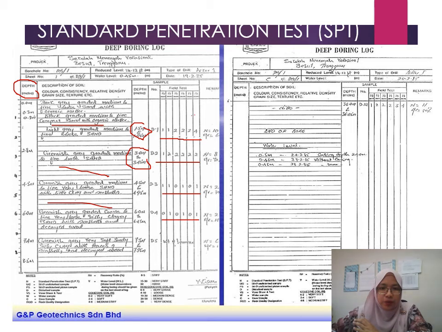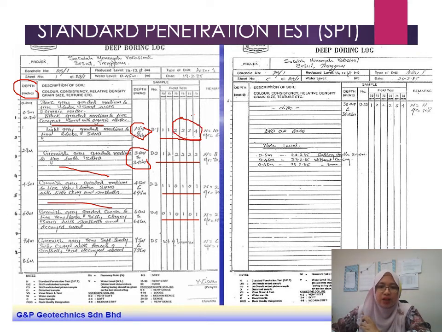1, 2, 3, 4, 5, 6. Six intervals means 450 mm divided by 6, so you have every 75 mm. Every 75 mm you have to record the number of blows, but the number of blows counted as the N value is only the last 300 mm.